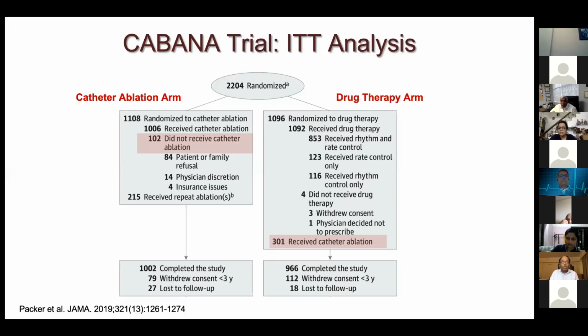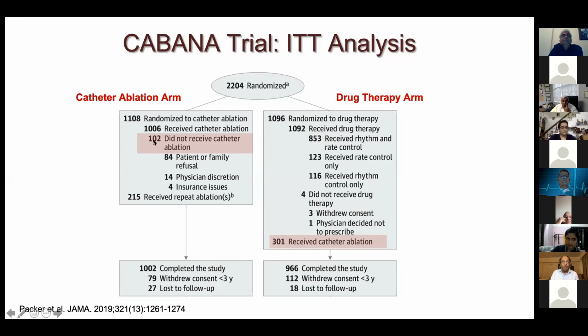So 2,200 patients were randomized to 2 groups, 1,100 to the catheter ablation arm and 1,100 to the drug therapy arm. The problem with the trial was, so one thing was quite good, that the population was very good in the sense that we had a large sample size. It's a very large sample size, and the follow-up was planned for several years. So the trial as a whole lasted about 7-8 years. So it was a very well-planned trial.